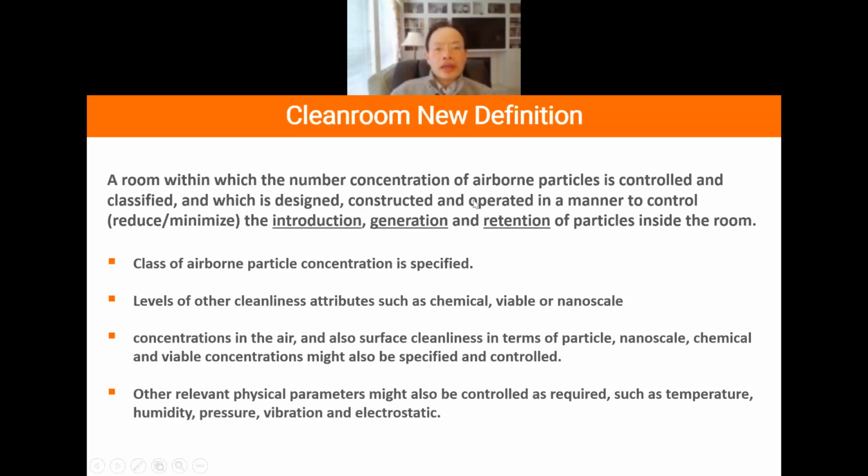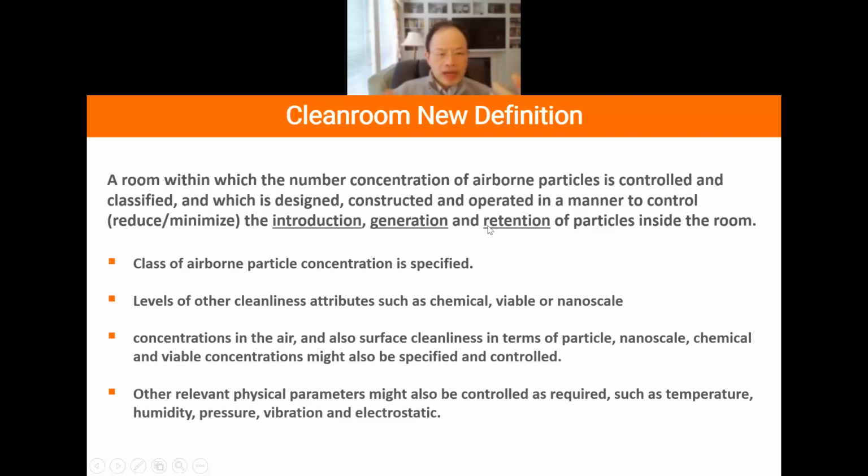Also, clean room has been slightly redefined as a room within which the concentration of airborne particles is controlled and classified, and which is designed, constructed, and operated in a manner to control the introduction, generation, and retention of particles inside the room. So the world of control is basically to reduce the introduction, reduce the generation, and reduce the retention.